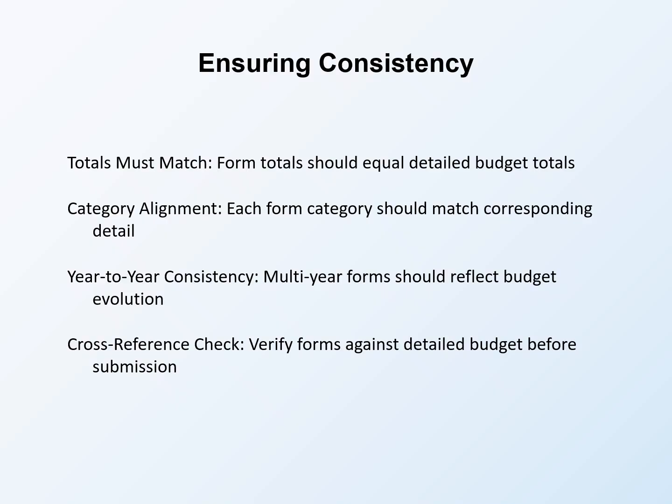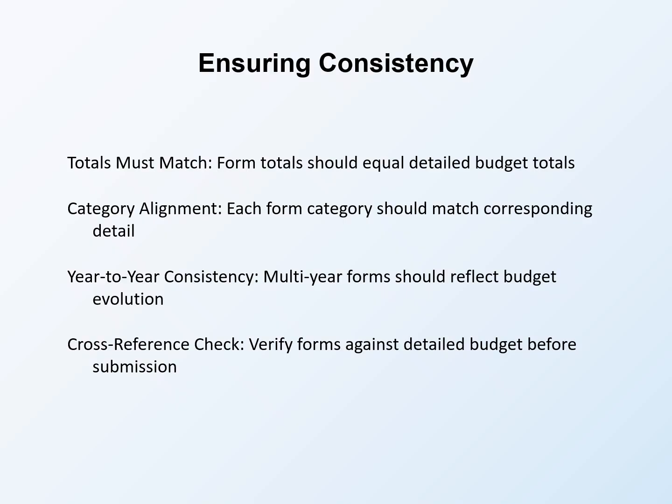Totals must match between your form and detailed budget. If your detailed budget shows a total of $452,316, your form should show exactly that amount. Rounding or estimation that creates discrepancy indicates either the form or the detailed budget is wrong.